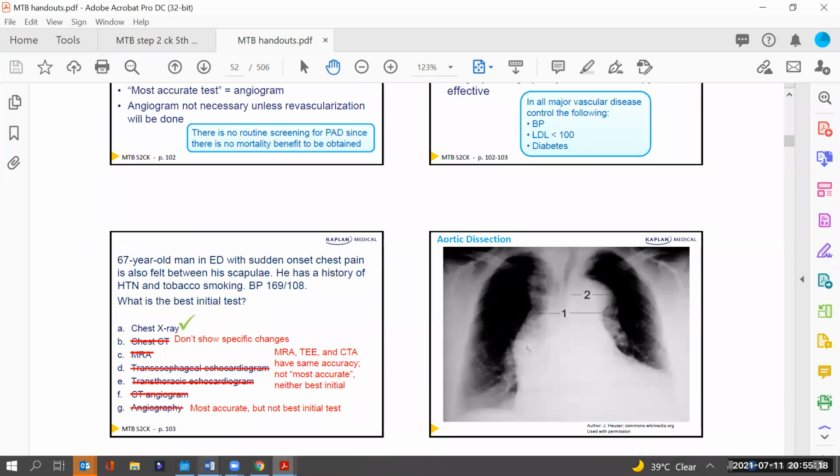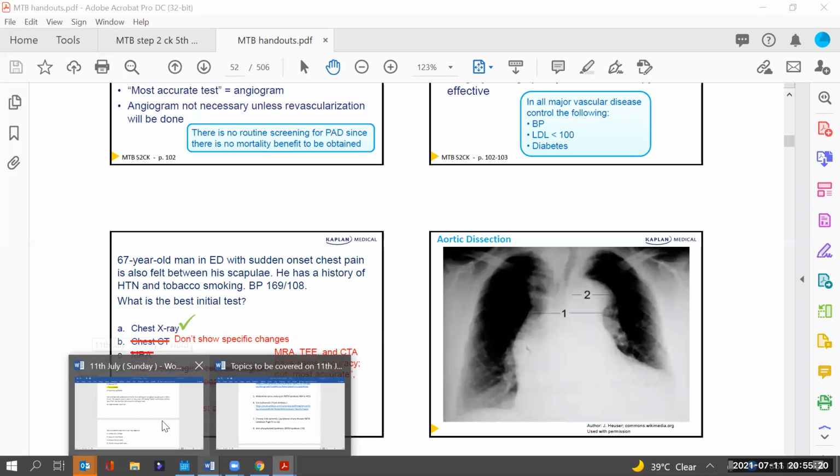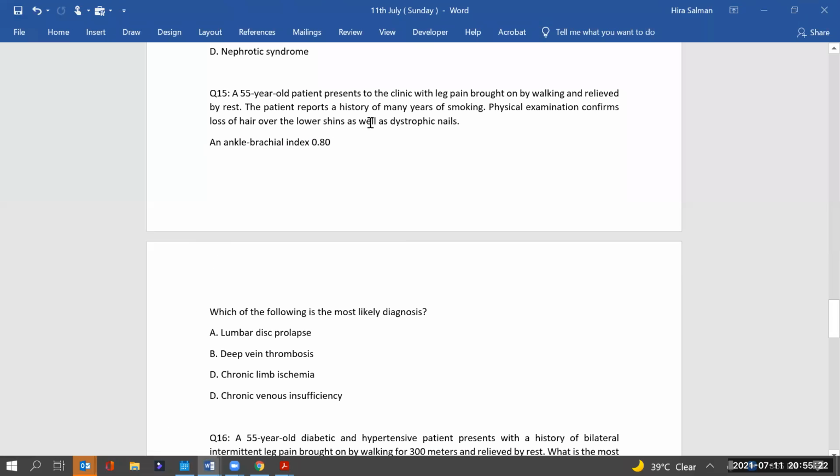So if you can see the question here. A 55-year-old patient presents to the clinic with leg pain. 55, gender is not there, it's okay. Leg pain brought on by walking and relieved by rest. So here are the clues for you: especially leg pain, walking, and relieved by rest. The patient reports a history of many years of smoking. Smoking is there.